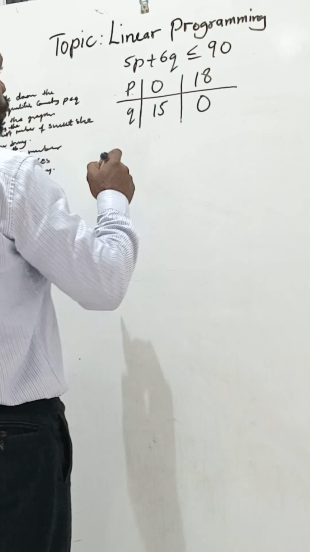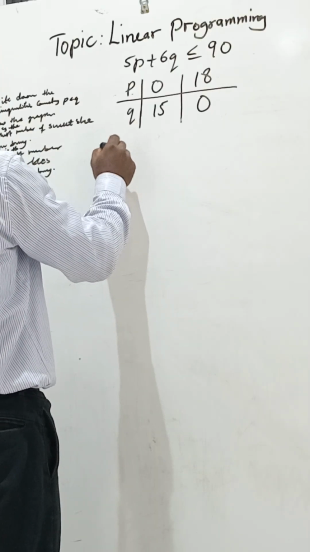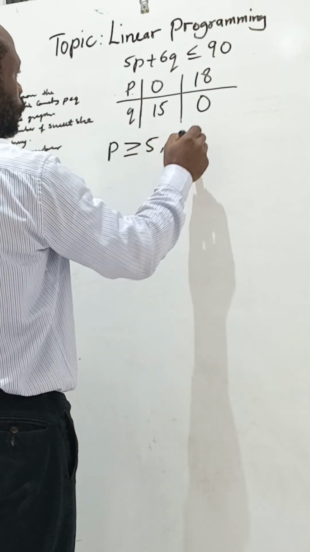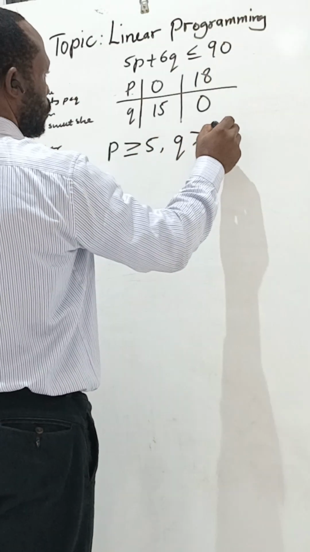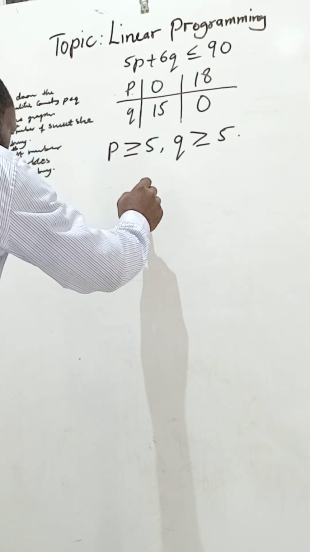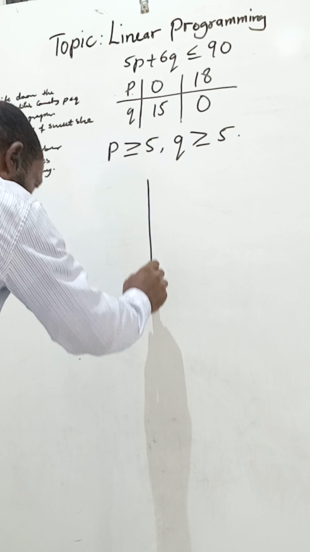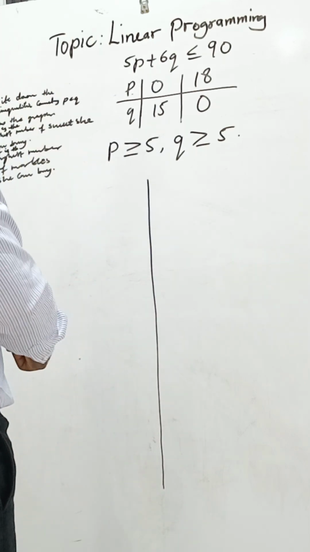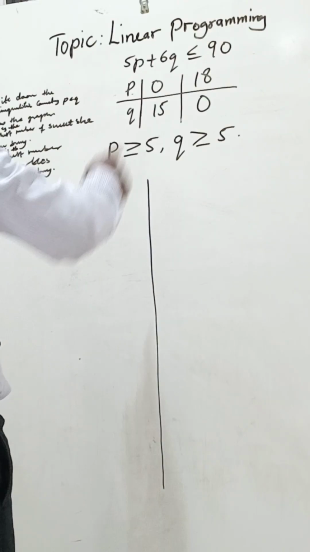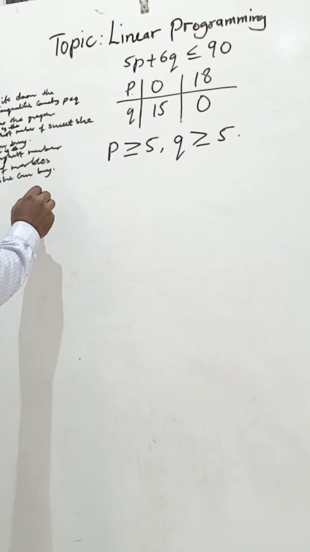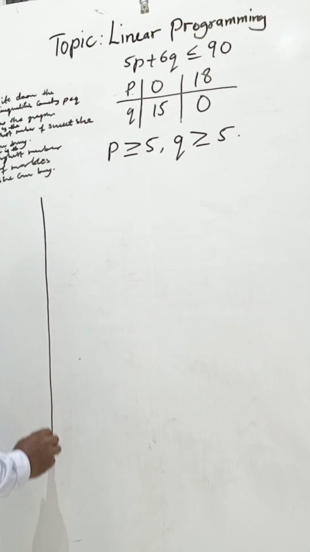The other two inequalities are p is greater or equal to 5 and q is greater or equal to 5. So I'm going to plot the graph of these three inequalities. The highest value of p is 18. So I'll extend my graph to this end of my board.